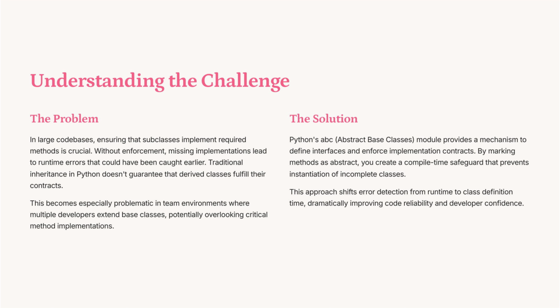teams. In large code bases, ensuring subclasses implement required methods is crucial to avoid runtime errors. Traditional inheritance lacks enforcement, leading to potential oversights, especially in team environments. Python's abstract base class module offers a solution by defining interfaces and enforcing implementation contracts, shifting error detection to class definition time, thus enhancing code reliability and developer confidence.